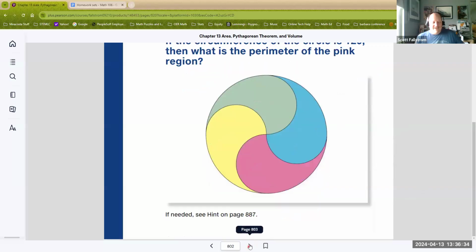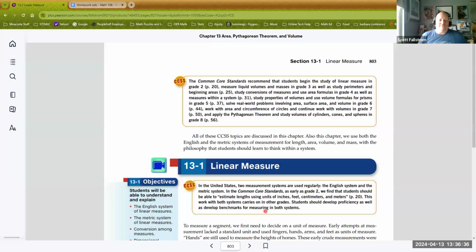All right, let's take a look. We are coming into Common Core standards. These start as young as grade 2, when we're studying volumes, measures, masses, conversions, up to grade 5, where we're doing volumes and volume formulas for prisms. It continues on into grades 6 and 7 with area, surface area, volume, circumference, circles, and of course the Pythagorean theorem really hits us in grade 8, although you will see it previous to that. This one is applying the theorem and studying the volume of cylinders, cones, and spheres.